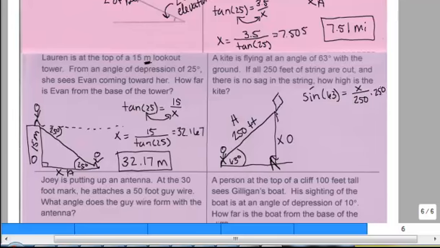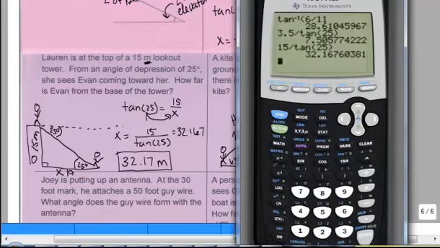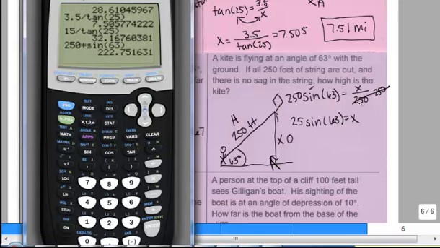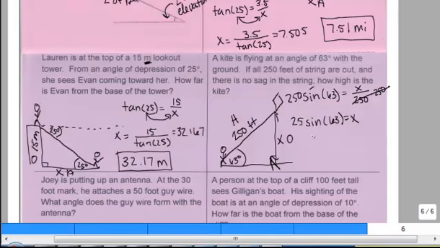We'd multiply both sides by 250 to get this one out. So 250 times the sine of 63 is equal to x. So 250 times the sine of 63 is 222.751. So this is in feet, and we're talking about how high it is, so that means 222.75, since the next one's 1, and feet.